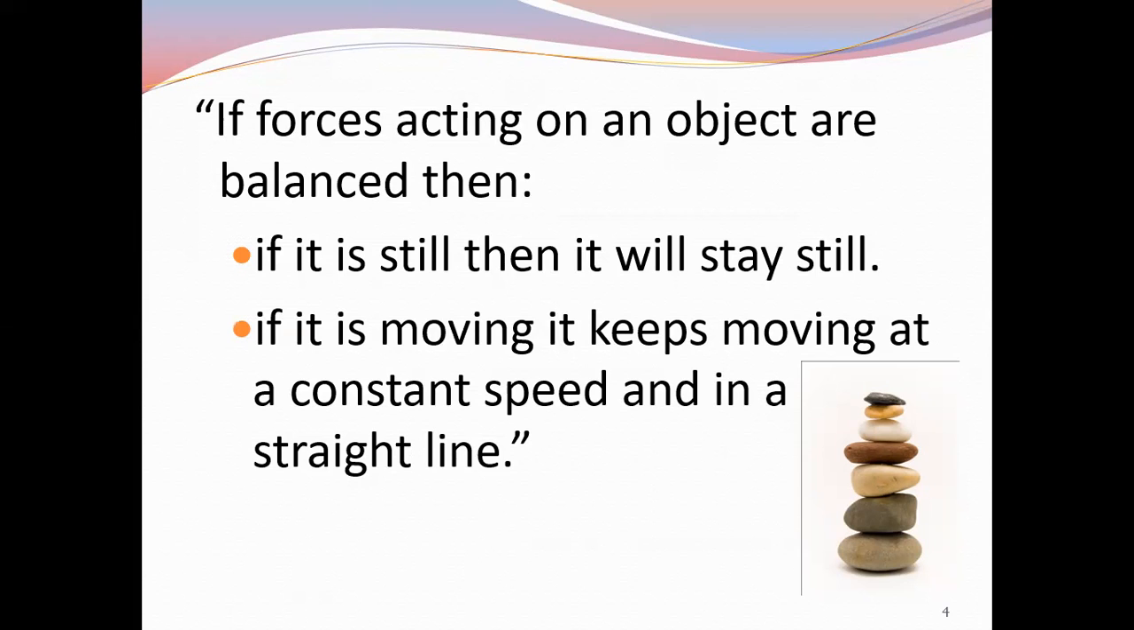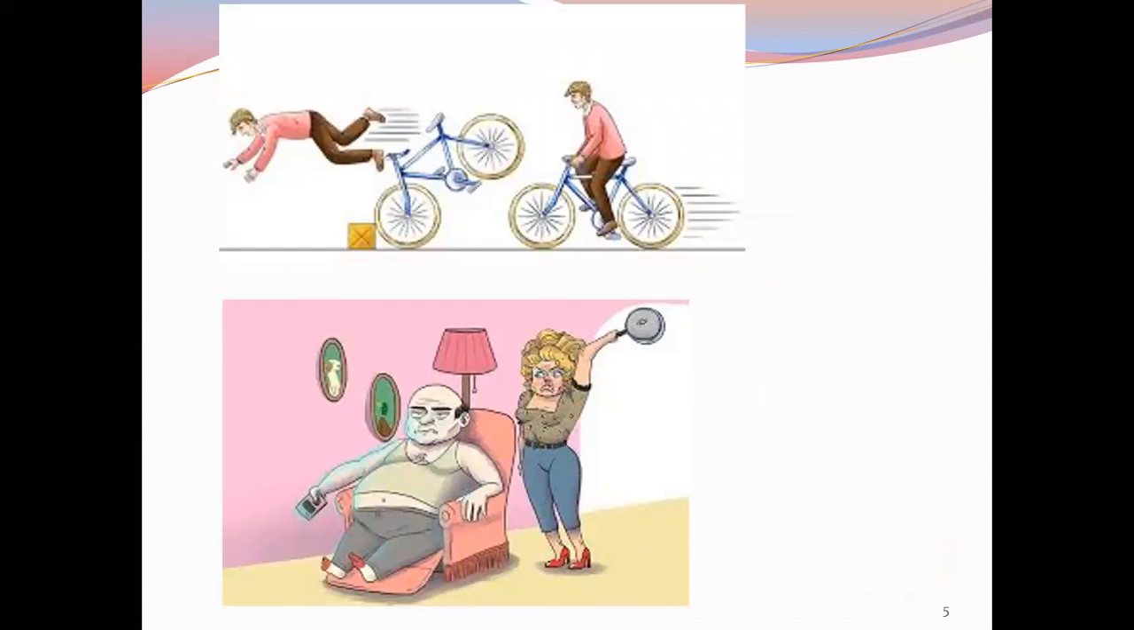The other part of that is that if an object is moving at a constant speed, meaning it doesn't get any faster or any slower, in a straight line, it will continue to move unless there's an external force that interrupts its constant speed. Let's have a look at some examples. This guy here is cycling at constant speed. Then another force comes along: he hits the box and comes to a stop. He is no longer moving at a constant pace because an external force has stopped him.